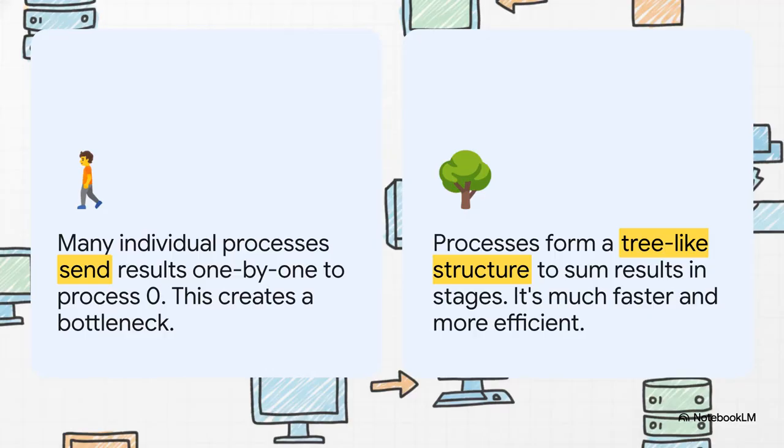This really shows the difference. On one side, you have our first approach, point to point. Every worker reports to the boss, and the boss gets totally buried in messages. But on the other side, you have collective communication. Instead of everyone yelling at the manager, processes pair up and add their results. Then those pairs team up, and so on and so on. It's this beautiful, efficient tree structure that shares the work of adding everything up. It is so much faster.